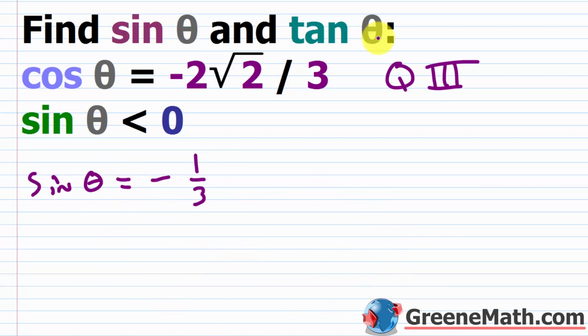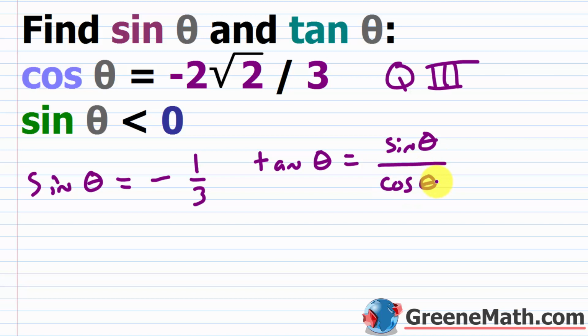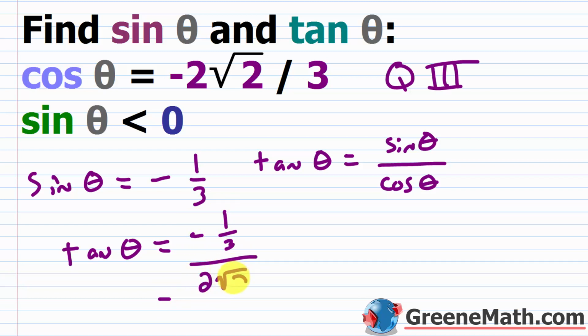I want to find tangent of theta now, given the fact that I know what cosine of theta is and I know what sine of theta is. Remember, the tangent of theta is defined as the sine of theta divided by the cosine of theta, okay? It's going to be hard to fit this in the limited room I have, but the tangent of theta is equal to the negative of 1/3 divided by the cosine of theta, which is the negative of 2 times square root of 2 over 3.